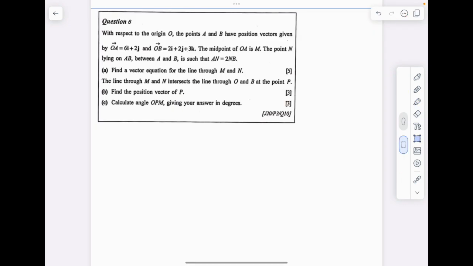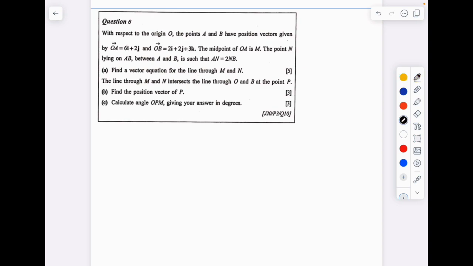Alright guys, now for question 6, we've got the following. It says, with respect to the origin O, points A and B have the position vectors given. So OA is 6, 2, 0, OB is 2, 2, 3. Okay, so the midpoint of OA is M. The point N, for November, lying on AB between A and B such that AN is equal to 2NB. Okay, so find a vector equation for the line through M and N.